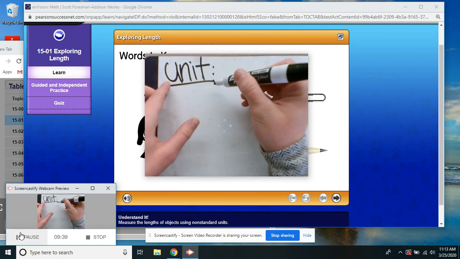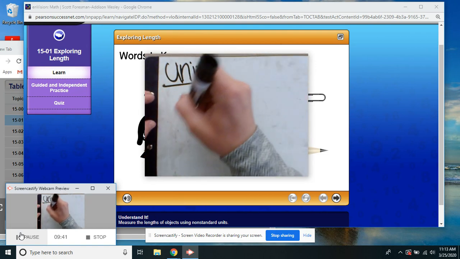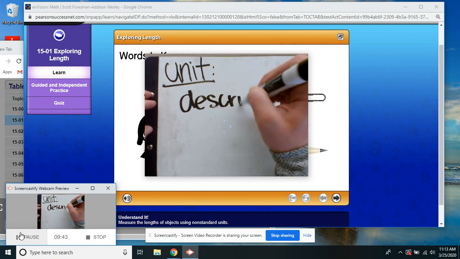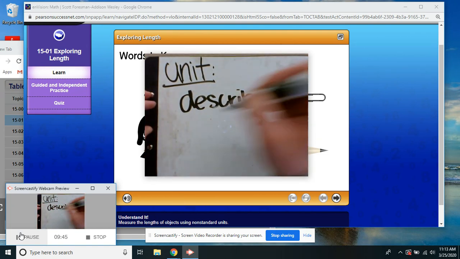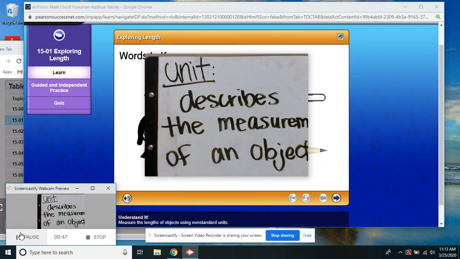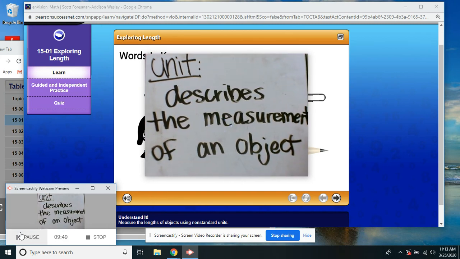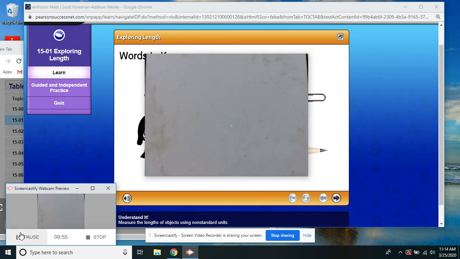A unit describes the measurement of an object. So a unit describes the measurement of an object. For instance, maybe you went to the doctor's office, or maybe you were at home and somebody measured your height in either feet or inches.